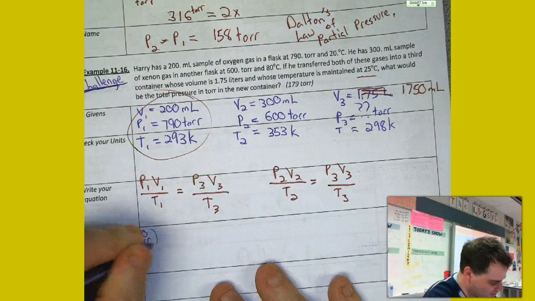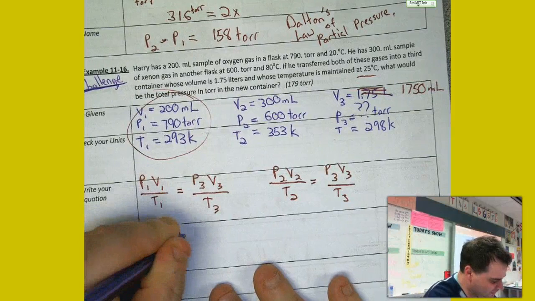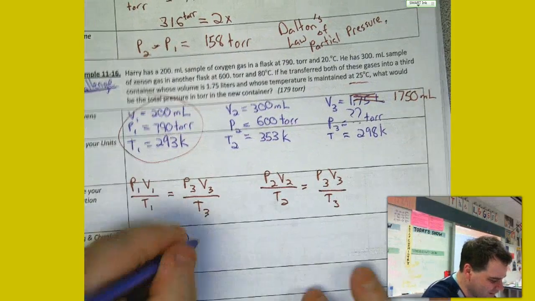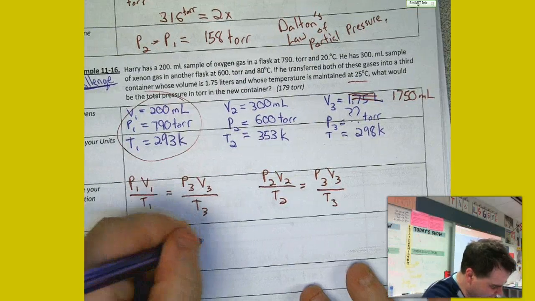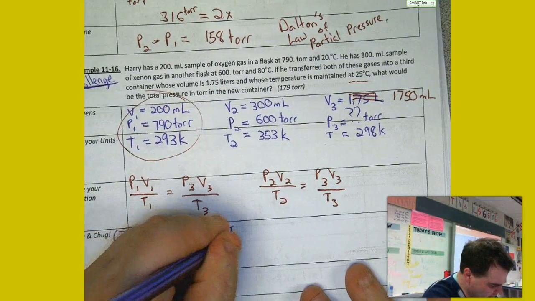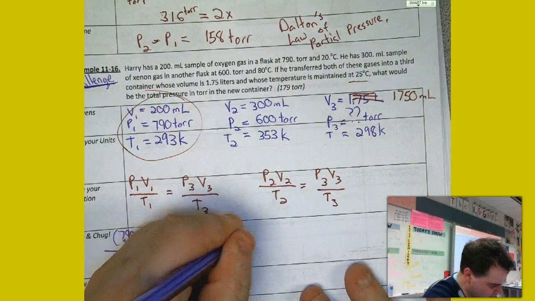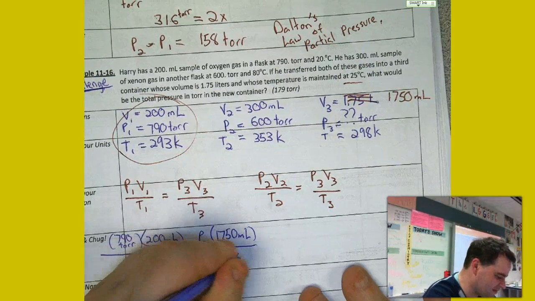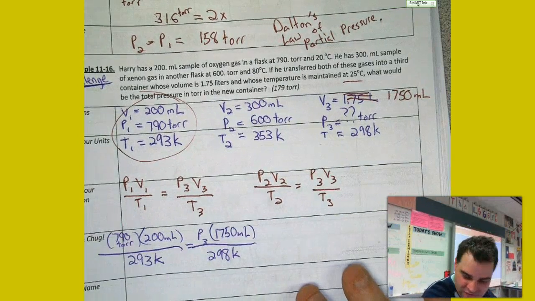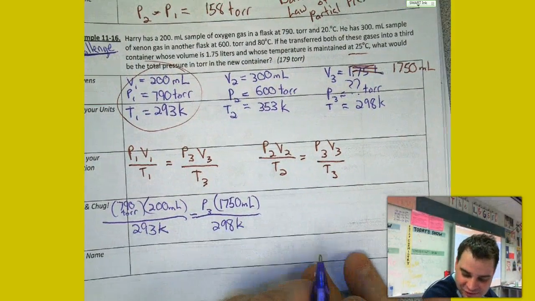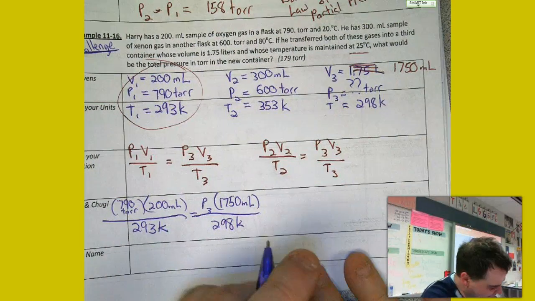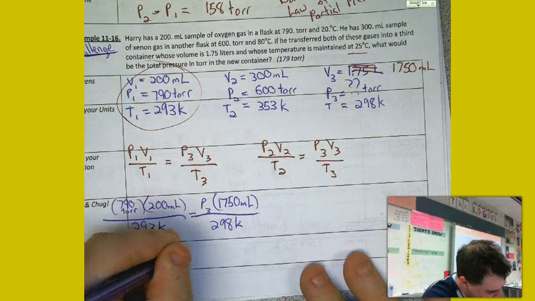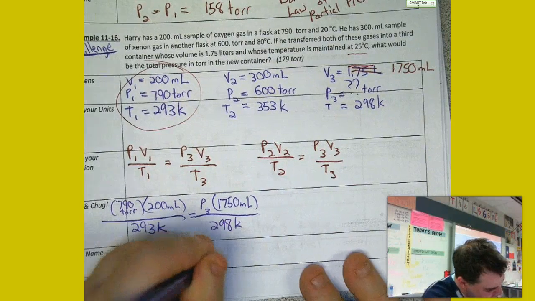So, the first one I am going to do here is 790 torr times 200 milliliters over 293 Kelvin equals P3 times 1750 milliliters over 298 Kelvin. Jeez, that's not even a big temperature increase there. Anyways, I believe the first pressure is equal to 91.8 torr.